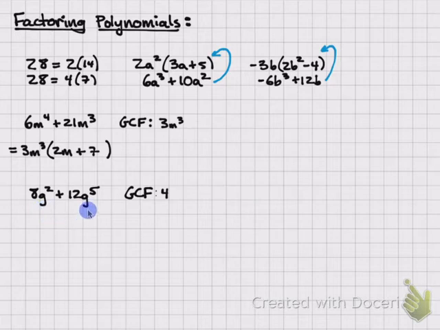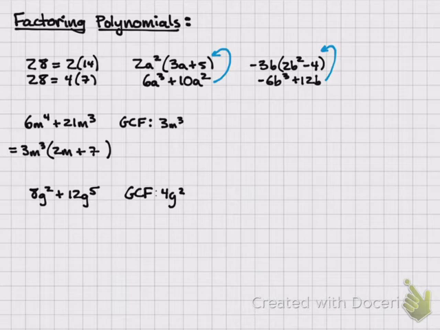Once again, maybe this part's a little confusing, but I think that the greatest common factor of g squared and g to the fifth is actually just g squared. And if that doesn't make sense yet, perhaps what we do in the next few moments will help clarify. So I think our greatest common factor for these two will be 4g squared, meaning we can multiply 4g squared by something and get 8g squared, and we can multiply 4g squared by something and get 12g to the fifth.